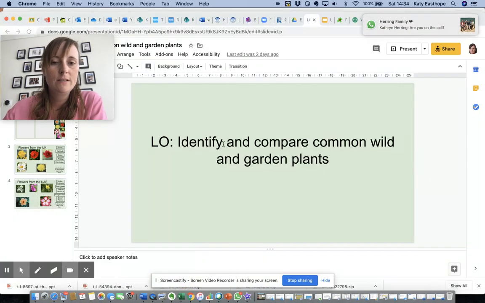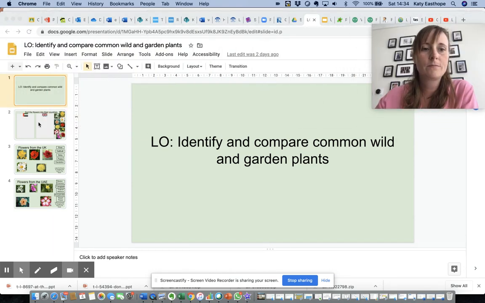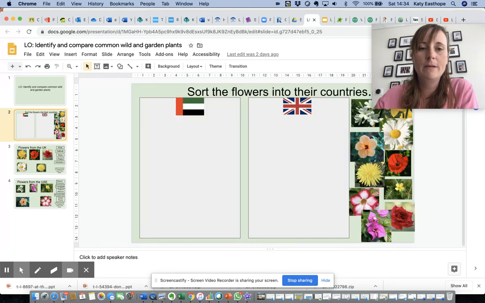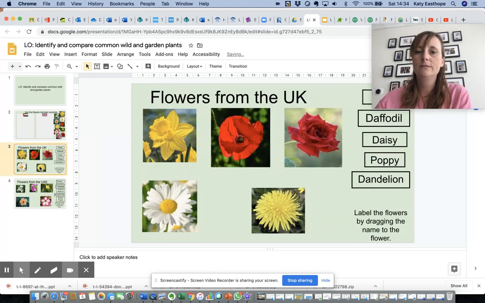Now, today, you're going to have some different activities. So today, I want you to think about, these are the flowers we've looked at. Sort them into their countries. Which ones are British? Which ones are from the UAE? So again, you can just drag and drop these ones. They all drag. And then, afterwards, here are the flowers from the UK. Can you match up their names? Can you remember what they were called?